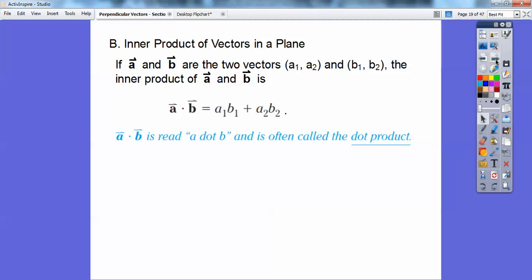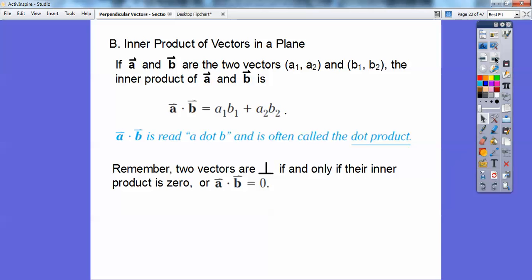All right, and so that's often called the dot product. So the inner product is also called the dot product. I think I'm going to go with inner product, but I might say dot product also, whatever. So remember, two vectors are perpendicular if and only if their inner product is equal to 0.